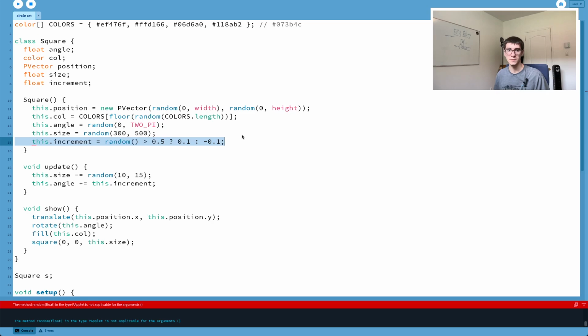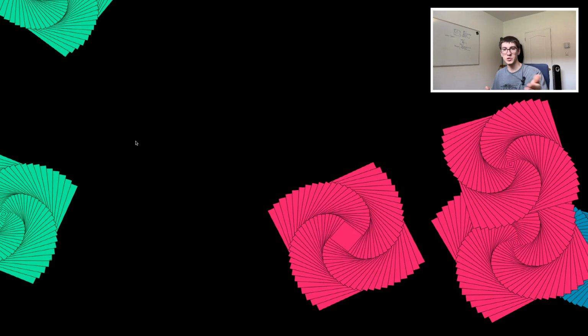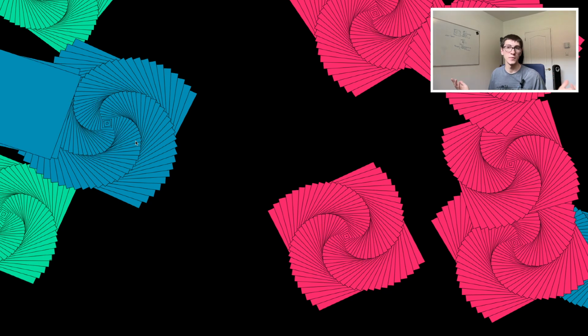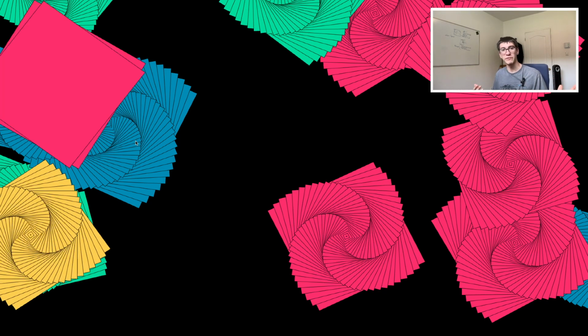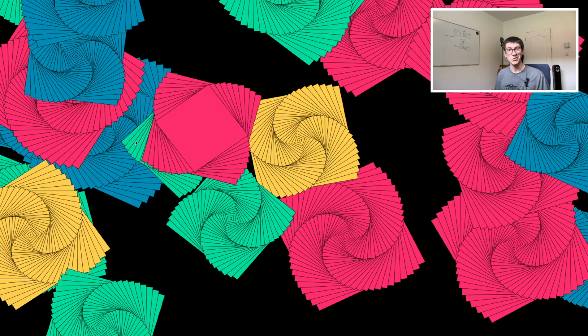So let's see this. What's the issue? Random float. No, it is expecting a value. Let's put it like this. That's fine. There we go. So now 50% of the time, it's going in one direction, and the other 50%, it's going in the other direction. So that's pretty much it for the sketch.